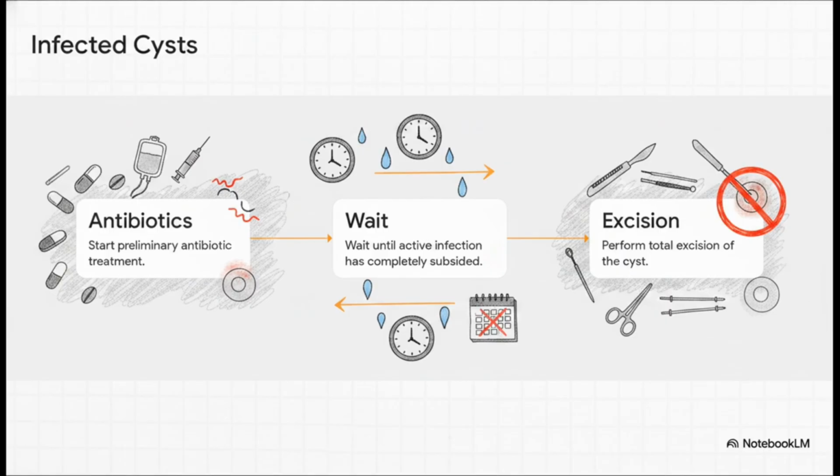Step 1, start them on preliminary antibiotics. Step 2, wait. Seriously, you have to wait until the active infection and inflammation have entirely cooled off. Step 3, only then do you go in for the total excision. If you try to operate on an angry infected cyst, dissecting that delicate wall is basically impossible and your recurrence rate goes through the roof.